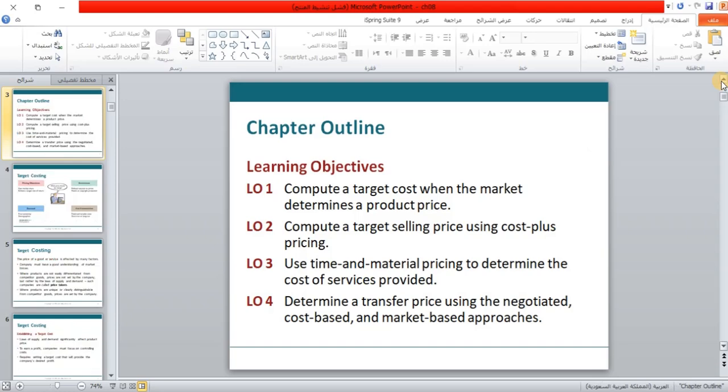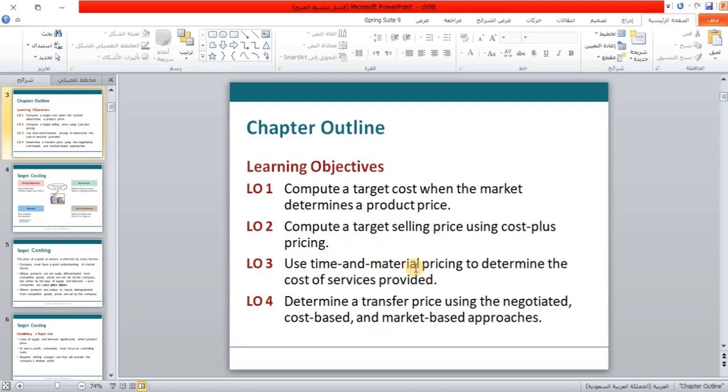Learning objective number 1: compute a target cost when the market determines a product price. When the price is assumed on the company, we want to determine the target cost. Learning objective number 2: compute target selling price using cost plus pricing, determining the selling price by adding to the cost.